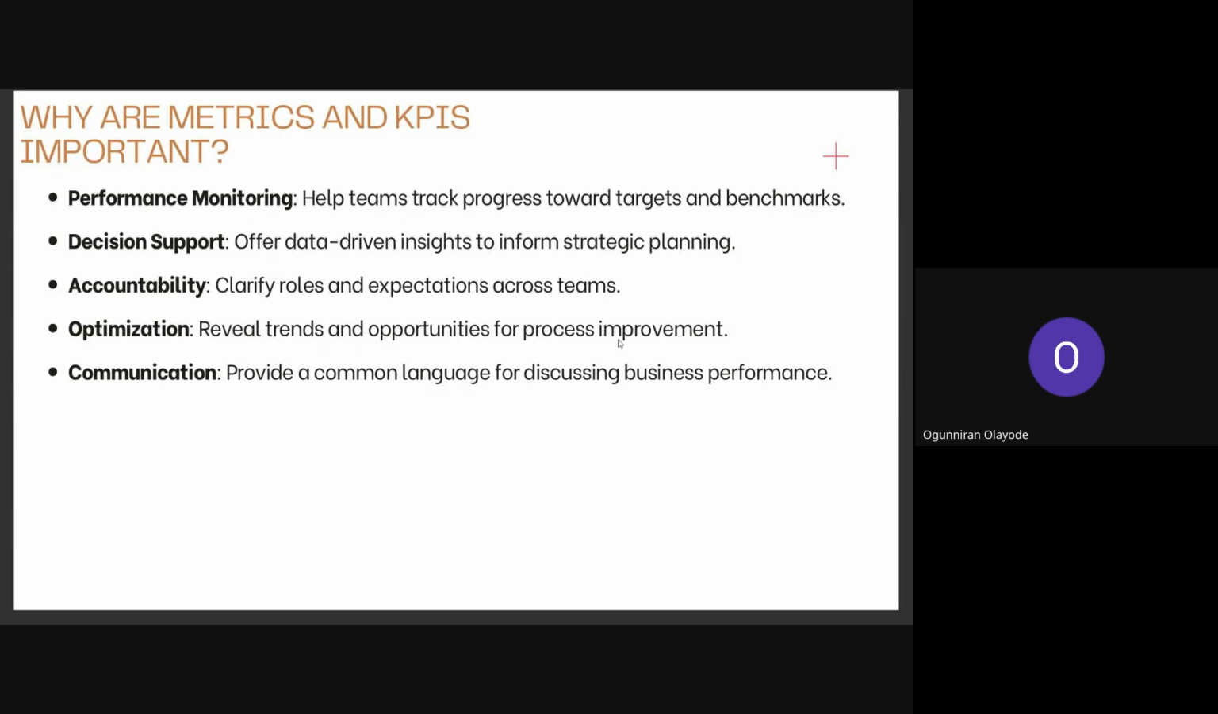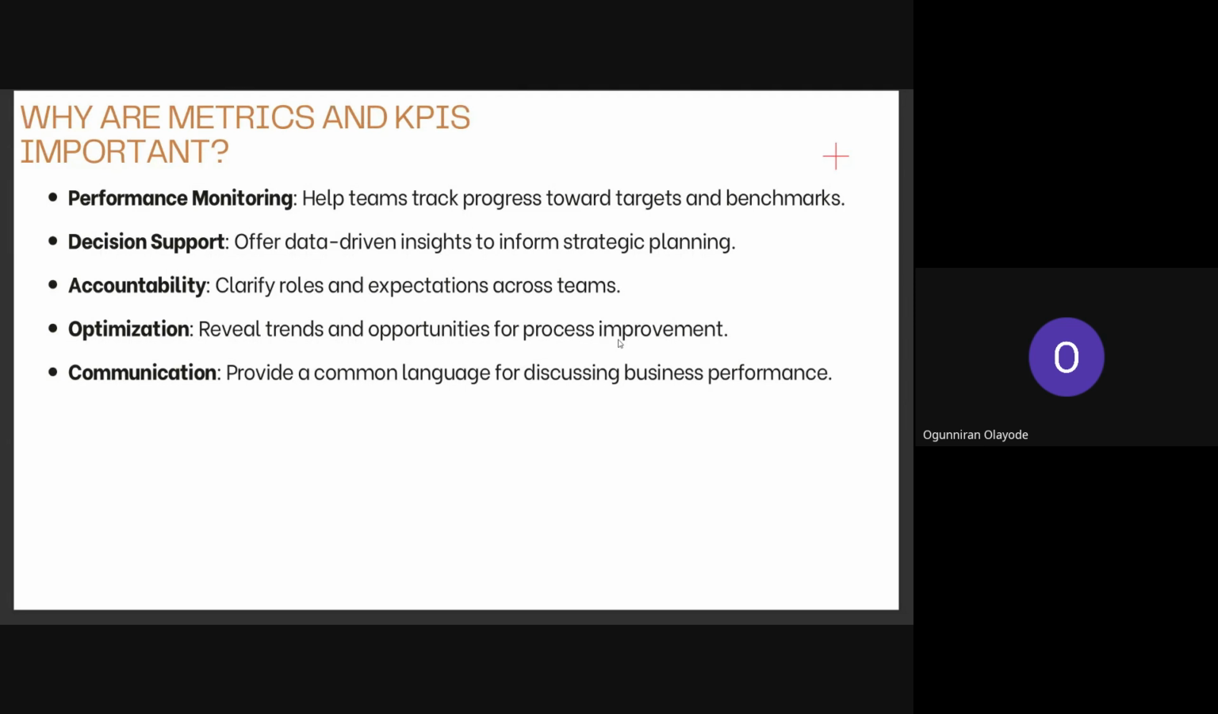And why do we track all these metrics and KPIs? First thing is to monitor the performance of a business. You have to determine how the business is doing. Without these metrics and KPIs, you can't really determine whether you are doing well in the business or not, or whether a company is doing well or not. So these are the major things we use to determine the performance of a business or a company. Decision support. Before you can make a decision, you have to turn to your metrics to determine whether the metrics you're measuring really support this decision one way or the other.